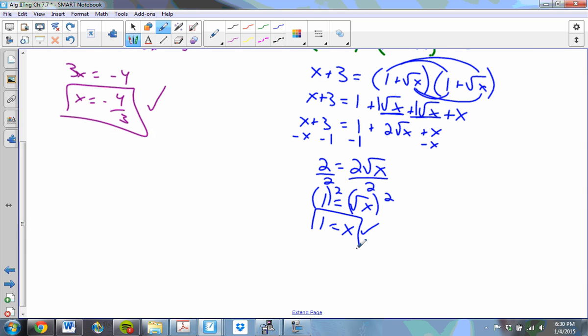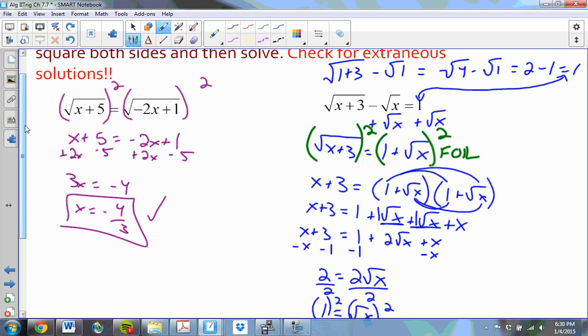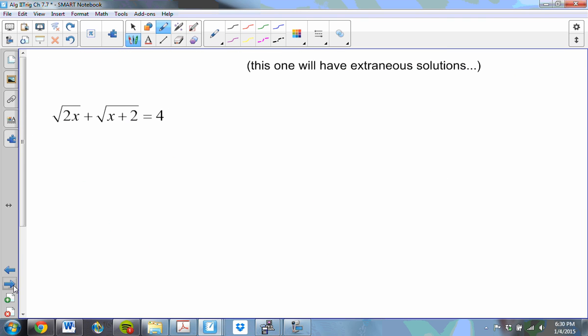Now these are both scenarios where extraneous solutions are possible. Whenever there's two radicals, it's very, very, very possible to have extraneous solutions, so you should always check. The next one I think is the one that will have extraneous. Yeah, this one's going to have extraneous.